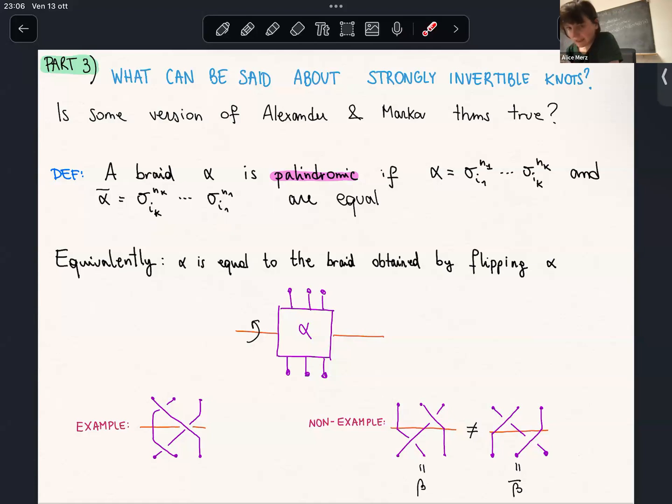And what I obtain is the same braid. Maybe this won't tell you anything, but essentially this means that if I flip alpha like this, rotating the braid 180 degrees, I obtain the same braid. So here, for example, I see an example. If I rotate this one, I just obtain the same braid. And this is not an example. In fact, if I rotate, I obtain something that is not isotopic in any way.